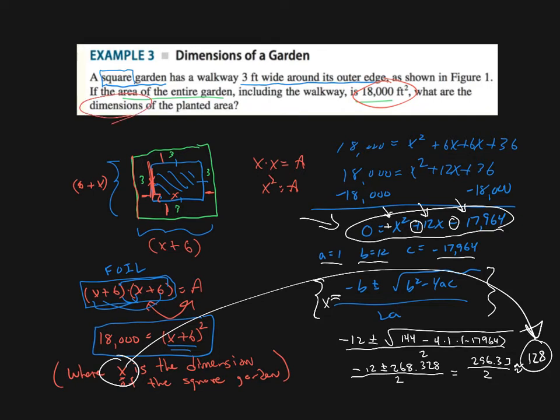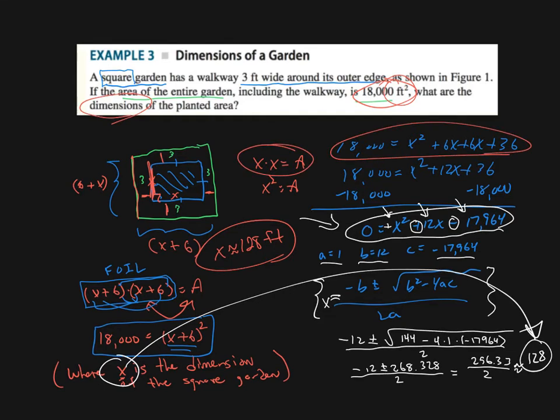So it seems to me that the dimensions of the garden, or the planted area, is about 128 feet, and I say feet because that's the units we were in. So really this was a simple geometric situation where I just needed an area formula, but it got complicated because we were dealing with a quadratic.